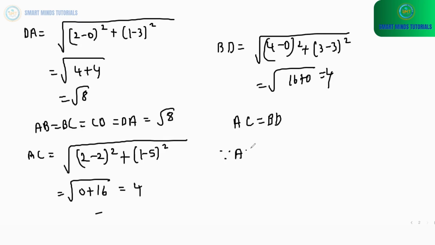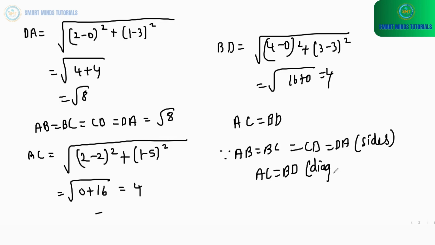Now since AB is equal to BC is equal to CD is equal to DA, these are the sides, which means all the sides are equal. And AC is equal to BD, which means diagonals are also equal. Then we can say that it forms a square.